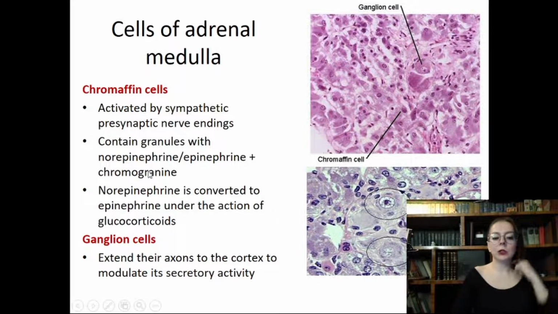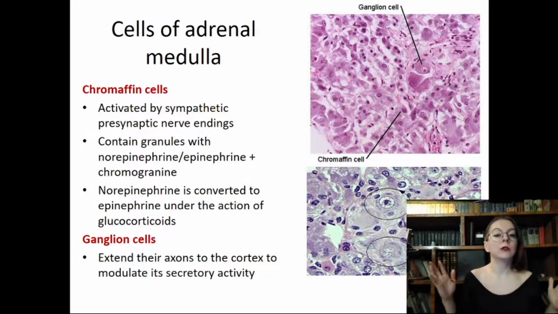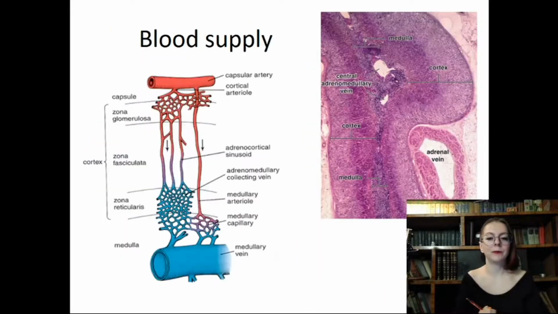Okay, then norepinephrine could be converted into epinephrine, and that's what is stimulated by the glucocorticoids. Okay, then the last information here is that ganglion cells also could be found, and these are like neurons with their nerve endings sent to the cortex. They regulate the activity of the cortex, and also they regulate the diameter of blood vessels and the blood circulation in the adrenal gland. Okay. And several words about the blood supply. It is not important to remember like in the pituitary gland, because in pituitary it is extremely important.